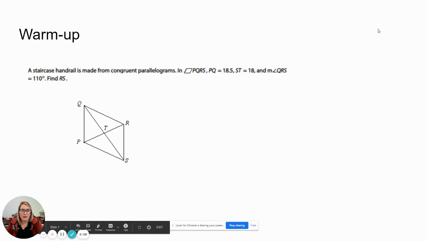We are going to start by reviewing the properties of parallelograms. So go ahead and use this information to find the length of RS, and then we're going to move on to our new concept for today.